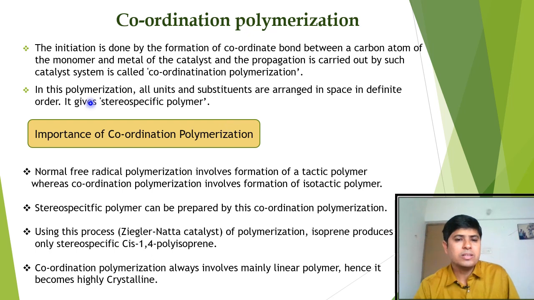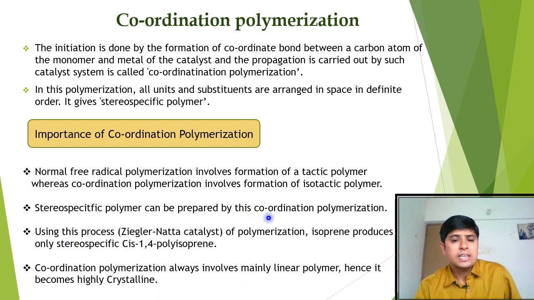So what is the importance of coordination polymerization? Normal free radical polymerization involves formation of atactic polymer, whereas coordination polymerization involves formation of isotactic polymer. Stereospecific polymers can be prepared by this coordination polymerization.